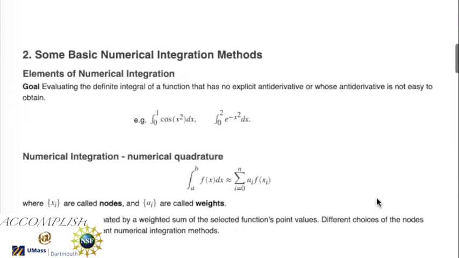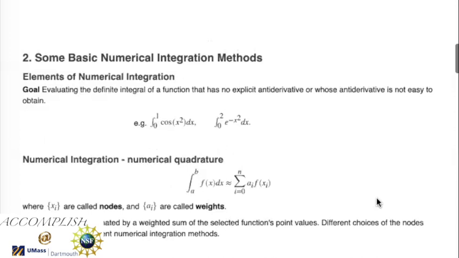Okay, now the question is, what does numerical integration look like, right? So let's look at some basic things about that. Numerical integration is used to evaluate a definite integral of a function which doesn't have an explicit antiderivative, or the antiderivative is not easy to obtain or very hard to compute. For example, you integrate cosine x squared, or you integrate e to the power negative x squared. For those, the antiderivative is not easy to get.